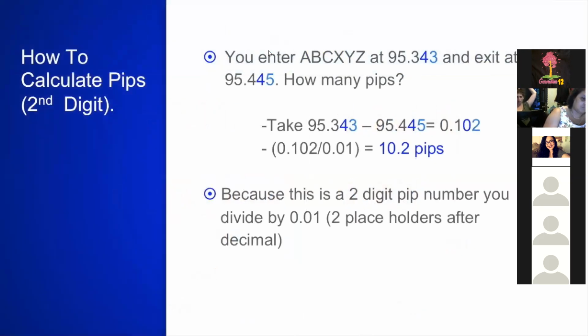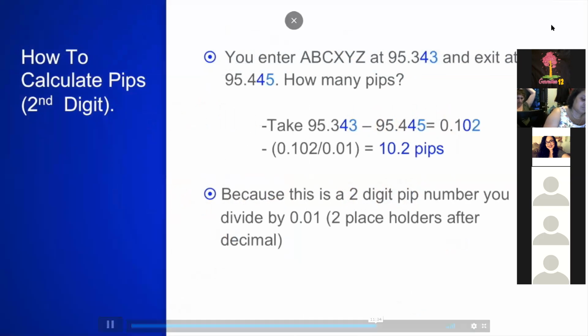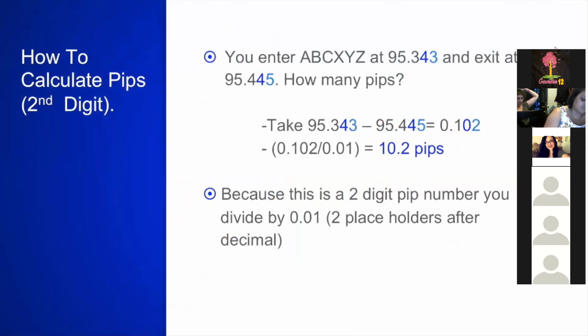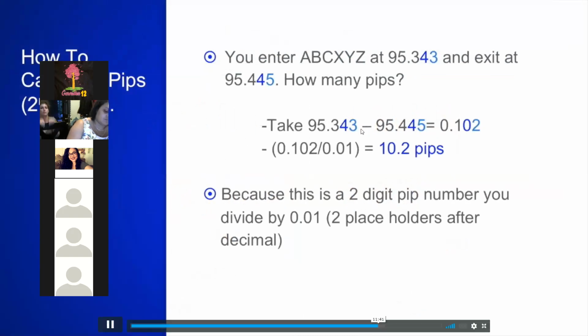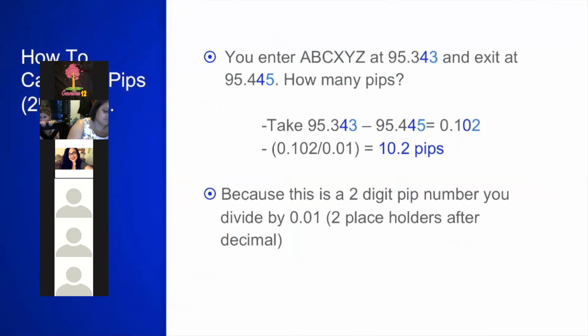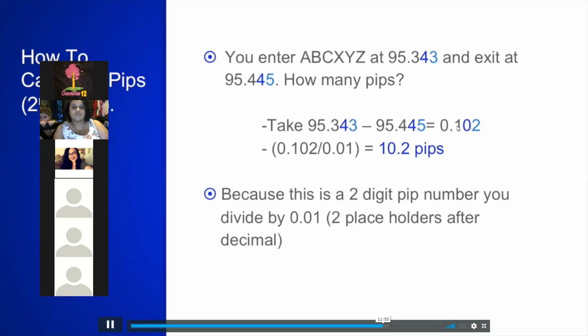So why not? Let's just calculate what it's like. You enter ABC XYZ at 95.343, and exit at 95.445. How many pips did you gain or lose? So hopefully you kind of understand the gist of it. You take 95.343 minus 95.445 equals 0.102. Now, notice how you divided by 0.01.